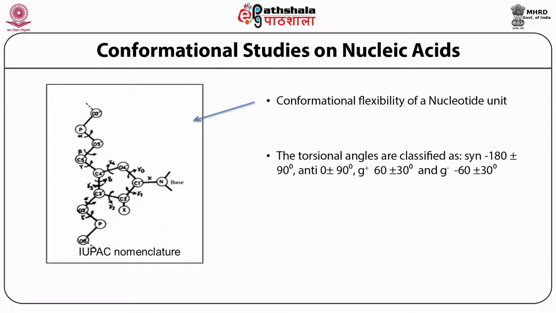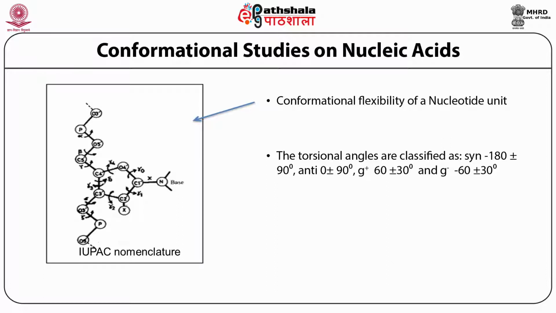We show in this picture the backbone sugar phosphate for nucleic acid structure. As you can see, it consists of all single bonds, not like protein, and that's why it is highly flexible. So it has torsional angles which are flexible, and these are classified as syn, meaning minus 180 plus or minus 90; anti, meaning 0 plus or minus 90; G plus or gauche plus, 60 plus or minus 30; G minus or gauche minus, minus 60 plus or minus 30.